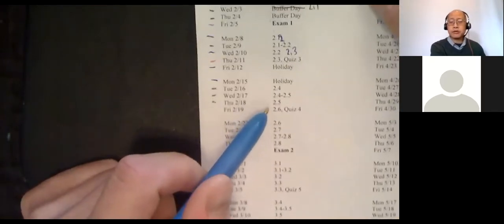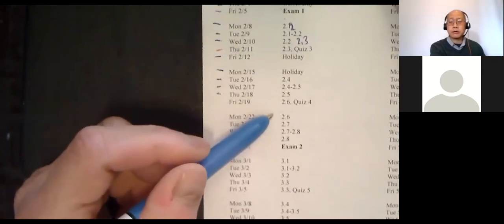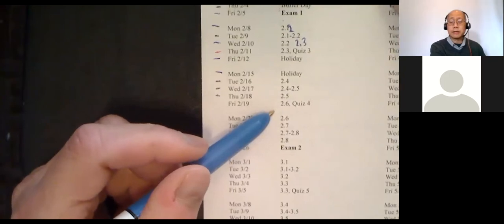So I have a little bit of 2.5 left. I'll knock that off and then go on to 2.6 today and 2.6 tomorrow. And then we'll have our quiz tomorrow on the epsilon delta proofs from section 2.4.